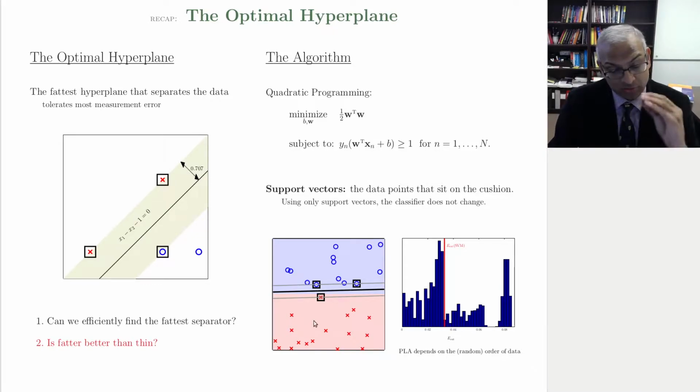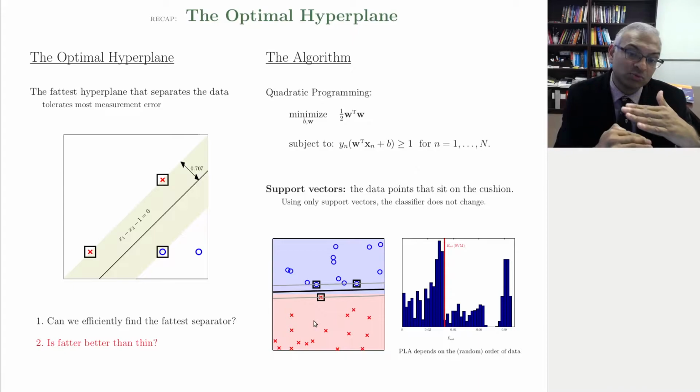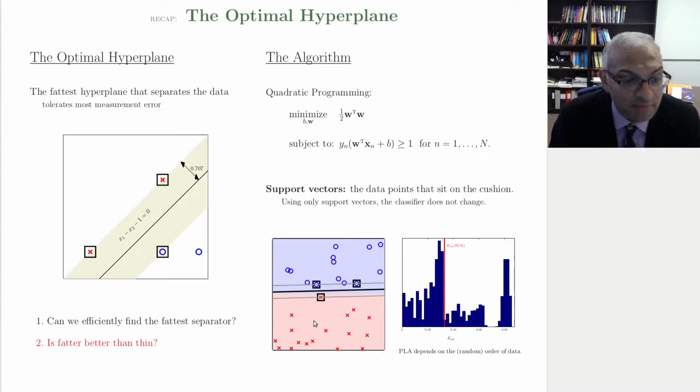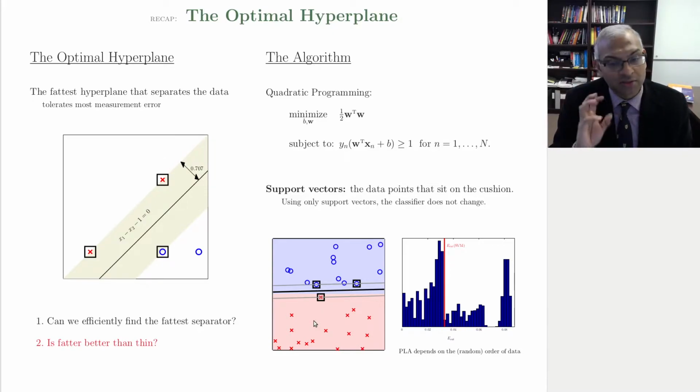The support vector machine is nice, deterministic, and has this nice property that it's as fat as you can get, which means that it tolerates the maximum amount of measurement noise. So today, let's start by trying to address: is fatter better than thin? That's what we're going to address.